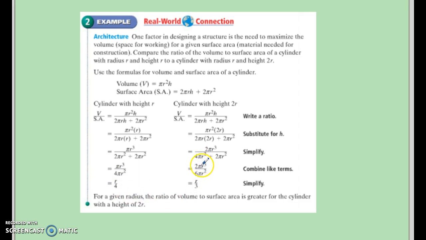Over here I do the same thing. Pi in the numerator, pi in the denominator, 3 r's in the numerator, 2 r's in the denominator, those can simplify, and then 2 over 6 I know is the same thing as 1 over 3. So here are my given ratios that I was supposed to find for that.